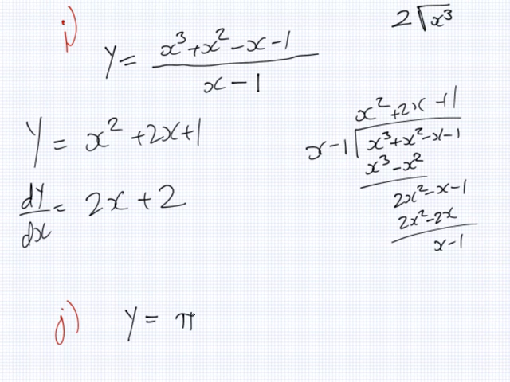What's the derivative of this one? 2 pi? 0. Why? It is just like a number. There's no x. Always get some people. Just be careful with that one in the exam.